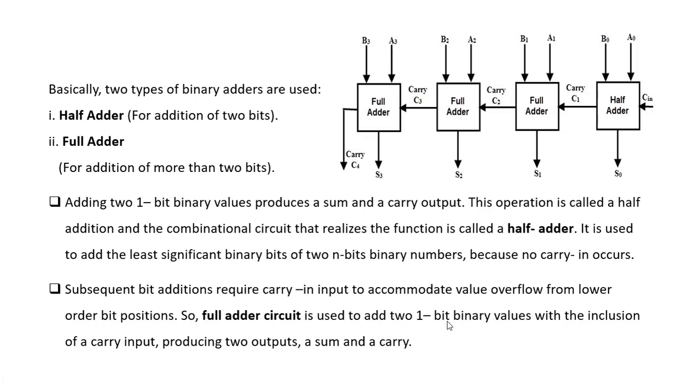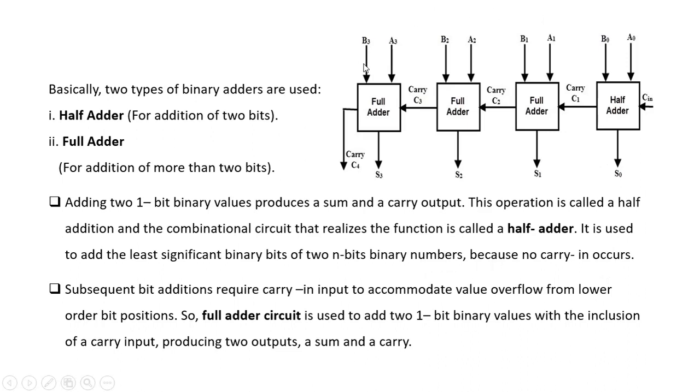Now there are basically two types of binary adders, half adder and full adder. Half adder is used for addition of two 1-bit numbers, and full adder for addition of three 1-bit numbers. Adding two 1-bit binary values produces a sum and a carry, and this operation is called half addition. The combinational circuit to realize this function is called a half adder, and it is used to add the least significant binary bits of two n-bit binary numbers because no carry in occurs.